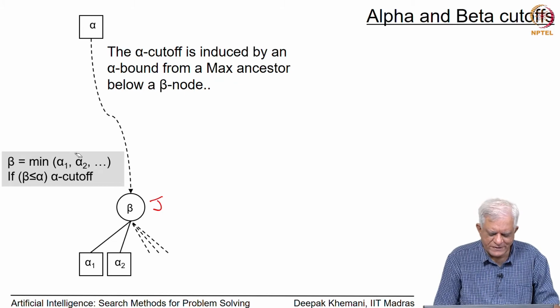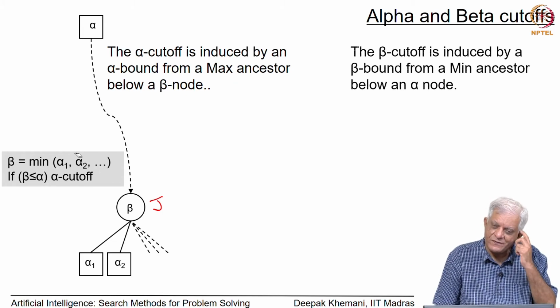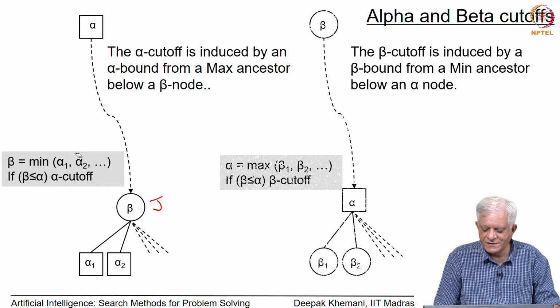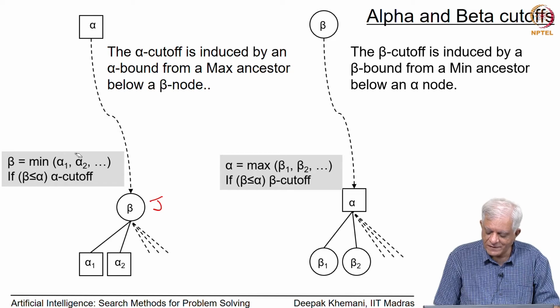The beta cutoff is similar. The beta cutoff is induced by a beta bound from a min ancestor, and it happens below an alpha node essentially. In a very similar analysis, the alpha value is going to be the maximum of all the values of its children, beta 1, beta 2 and so on, and there is a beta bound sitting on the top. So, alpha value must be less than that beta value for it to have influence on the root.